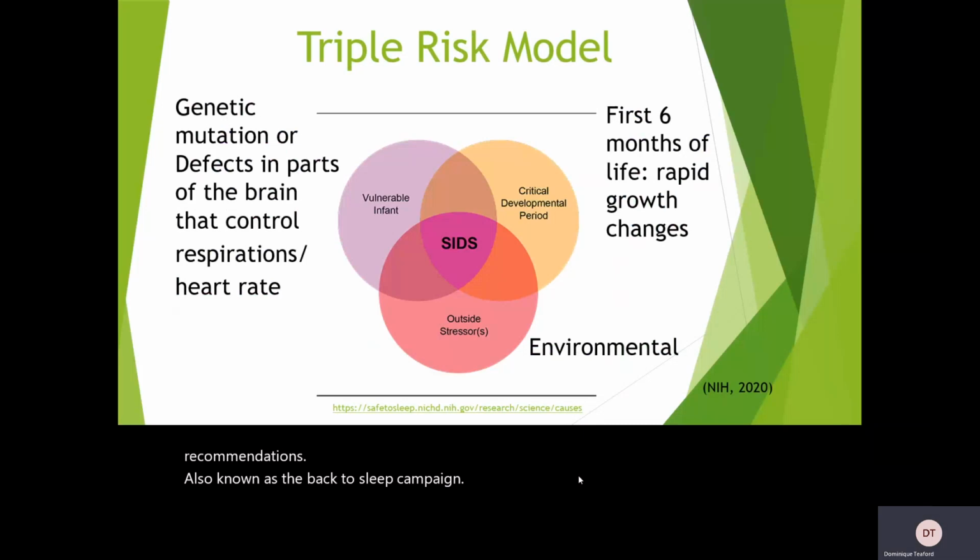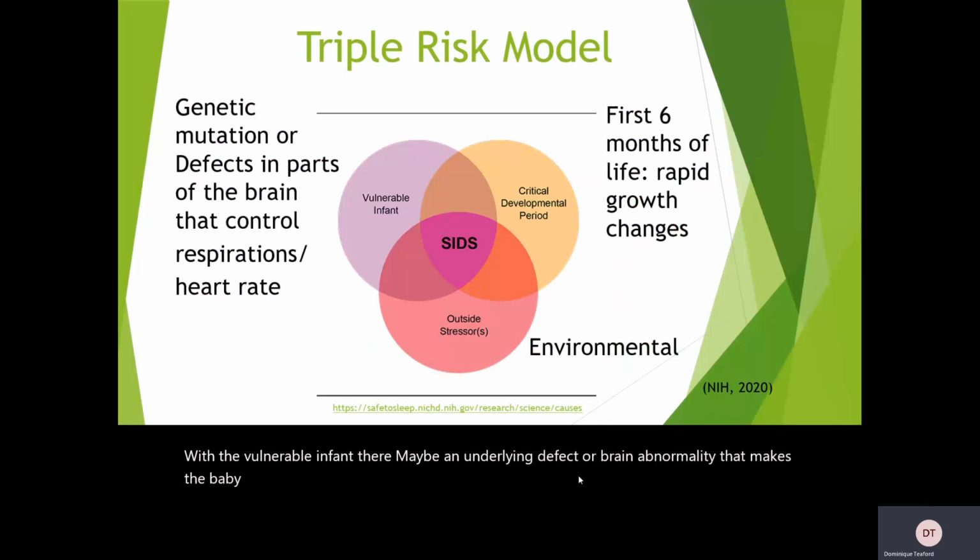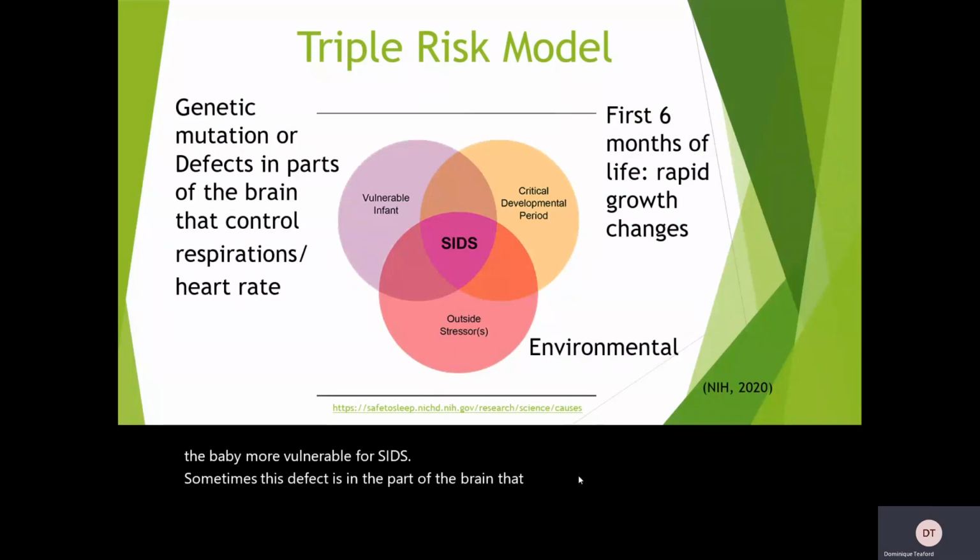According to the triple risk model, there are 3 factors which may increase SIDS risk. The first is the vulnerable infant. With the vulnerable infant, there may be an underlying defect or brain abnormality that makes the baby more vulnerable for SIDS. Sometimes this defect is in the part of the brain that controls respirations or heart rate or genetic mutations.